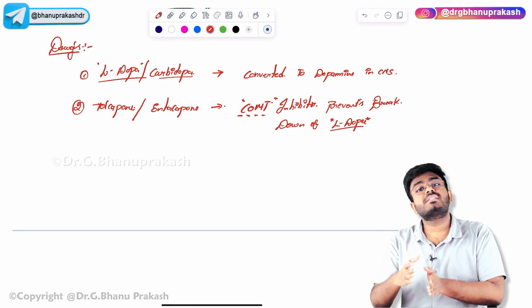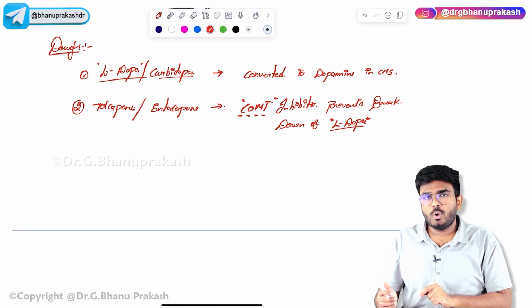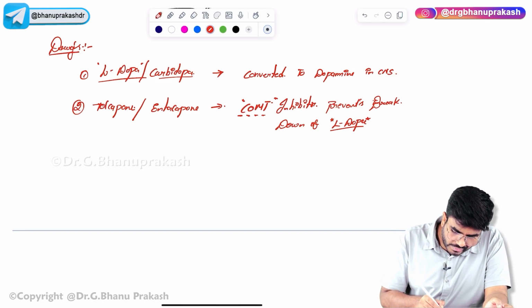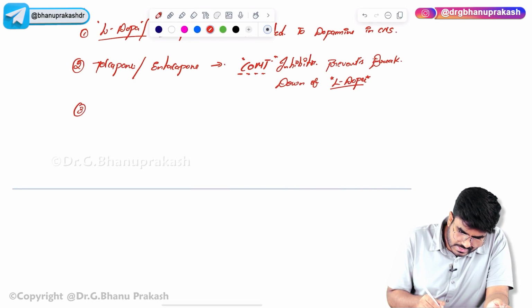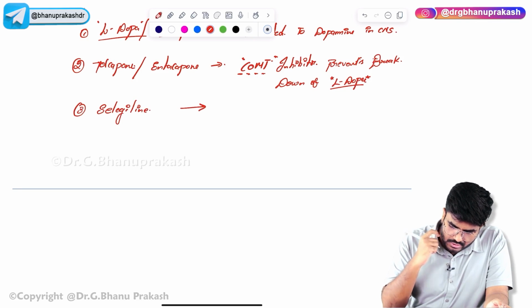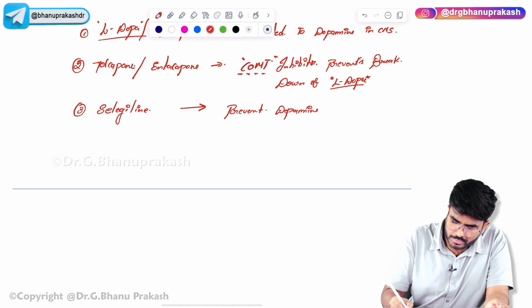So COMT breaks down the L-dopa. What do we have to do with COMT? We have to inhibit the COMT. Who will inhibit the COMT? Tolcapone, entacapone. How exactly and where exactly they work, I will explain. So two drugs completed. The third drug is selegiline. What exactly is selegiline going to do? It is also going to prevent dopamine breakdown.